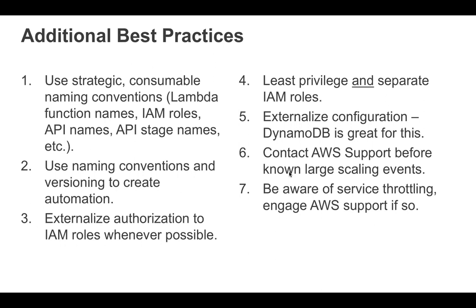Contact AWS support for large scaling events. So if you have a new serverless application that leverages, say, Lambda and API Gateway, and you think it's going to be large scale when you go live with it, don't be afraid to contact support and let us know, and then we can work closely with you to make sure it's going to perform as you need, and also answer any other concerns you may have. Be aware of service throttling, and also engage AWS support if needed.